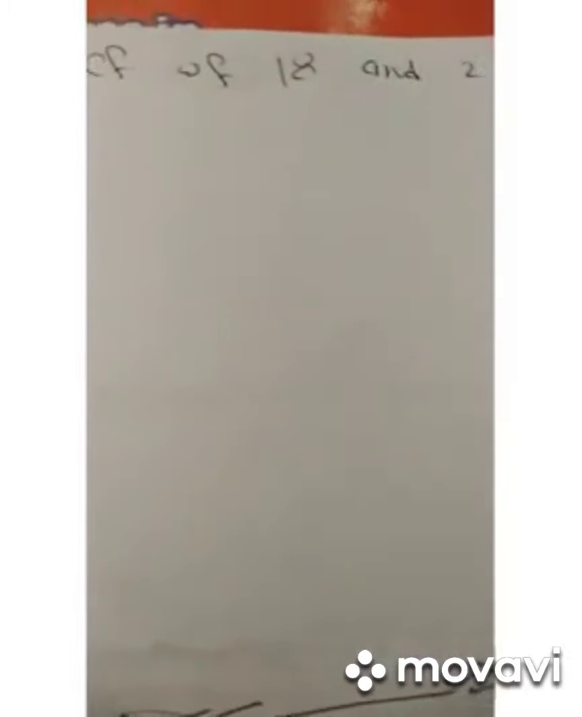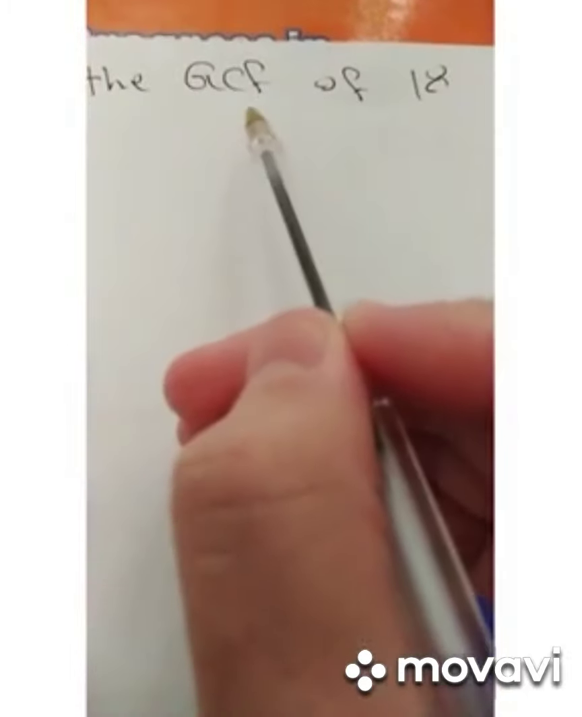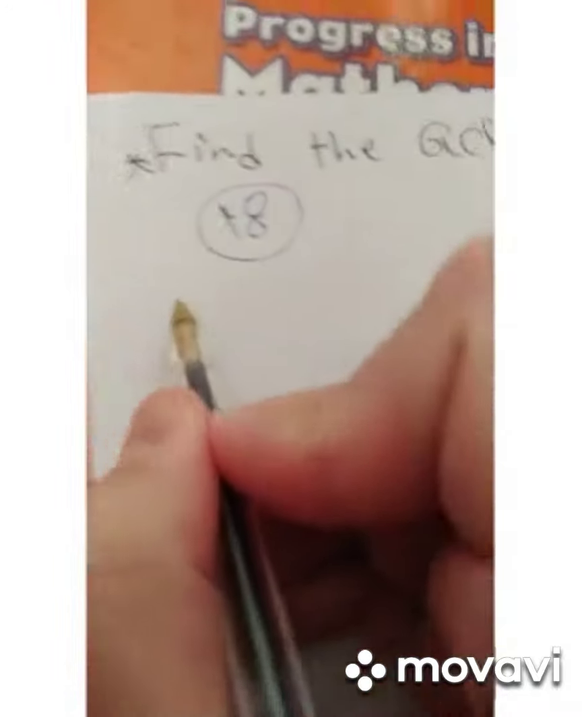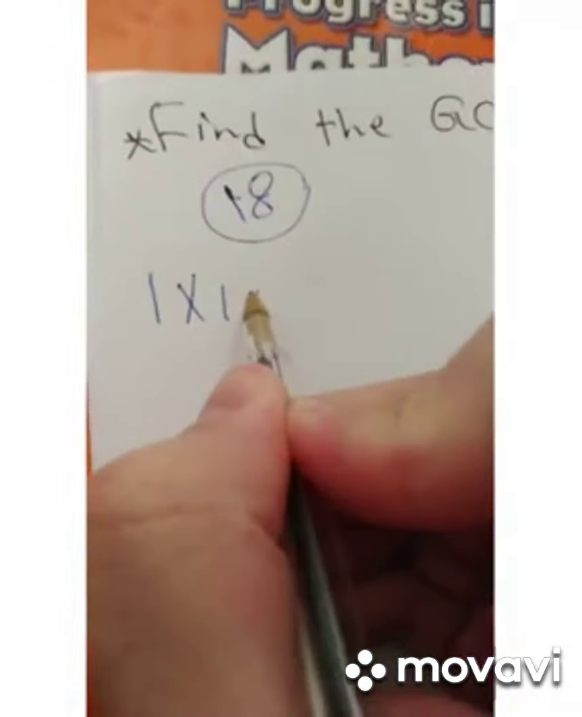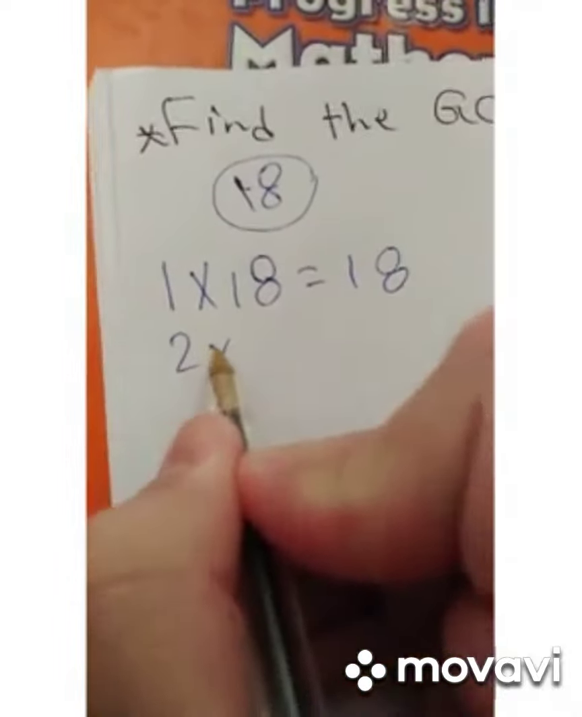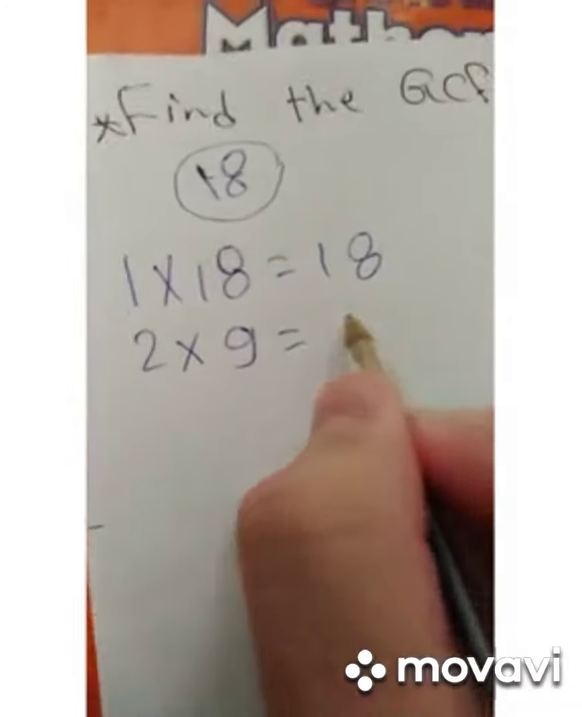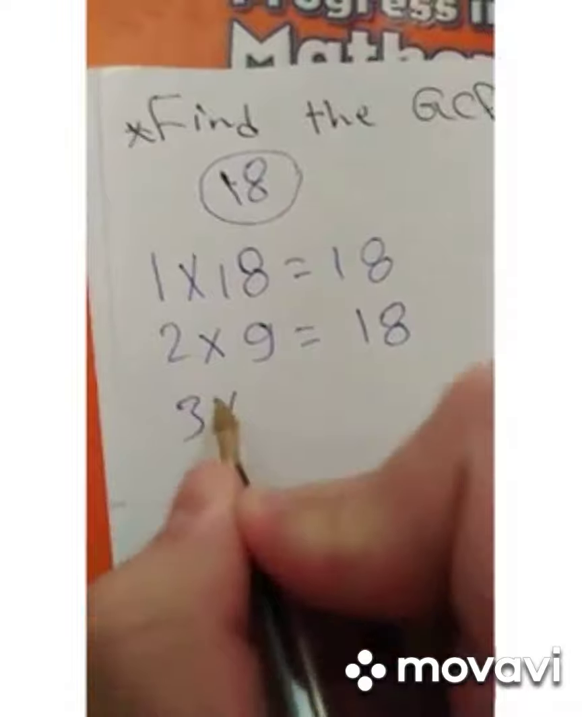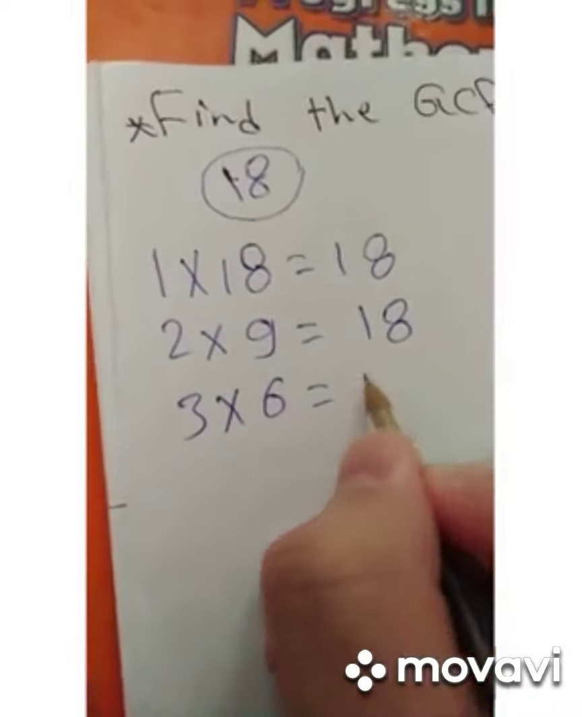Another example. Find the GCF of 18 and 27. GCF means, yes, greatest common factor. So we have to get factors of 18 and factors of 27. Let's get at first factors of 18. What times what equals 18? At first, 1 times 18 equals 18. What else? Yes, 2 times 9 equals 18. What else? Yes, 3 times 6 equals 18.